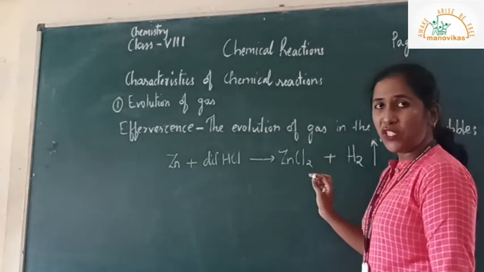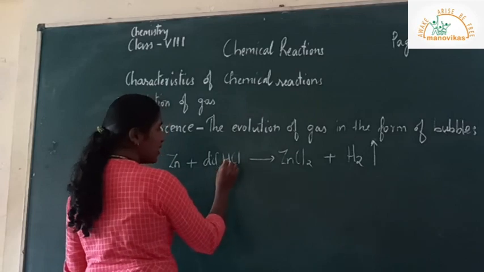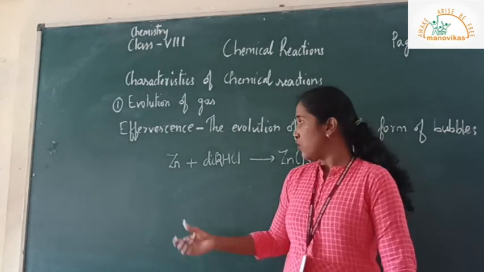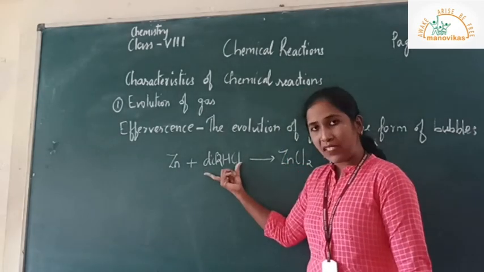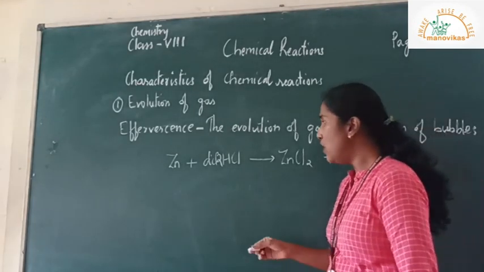So let's check if the equation is balanced. Zinc is 1, here also it is 1, chlorine is 2, but here it is 1. So 2, hydrogen is also balanced. So here when zinc is treated with HCl, we get zinc chloride and hydrogen gas is evolved out.